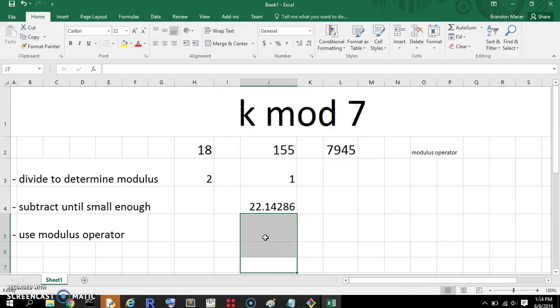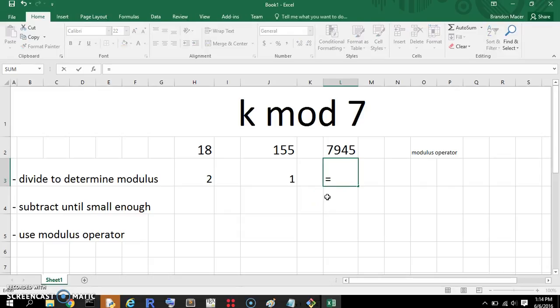So those are two longer ways to calculate modulus. The easiest way is to just use built-in functions that allow you to calculate modulus. In Excel, it's MOD, and then you put the number you're dividing, in this case 7945, and then what you're dividing it by, 7. So 7945 mod 7 equals 0, which tells us that 7945 divided by 7 is a whole number.